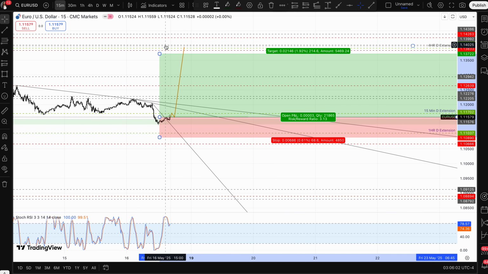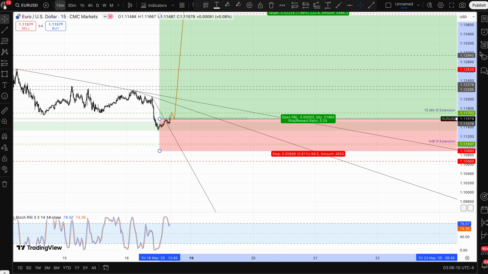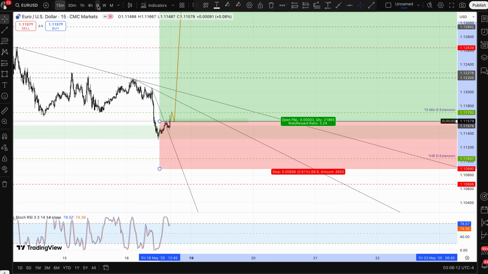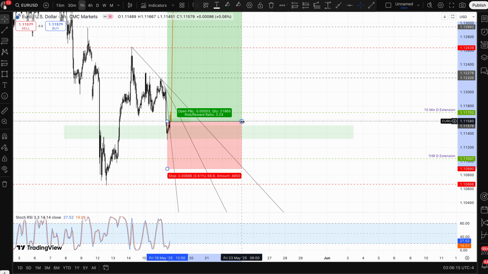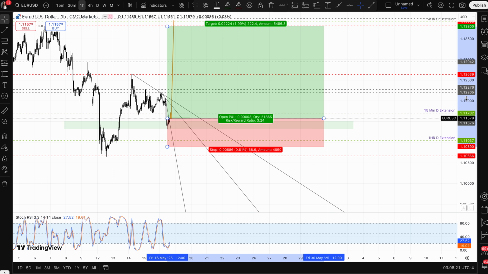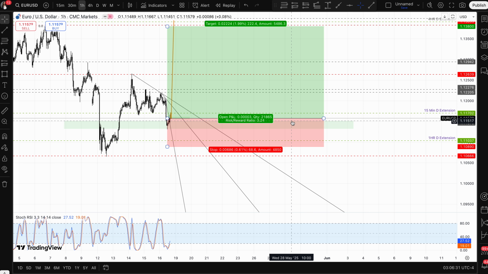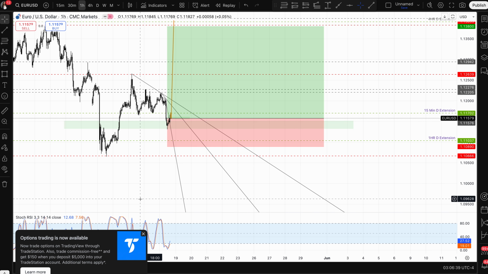And even though my D extension sits at 11391, I'm placing my take profit just before daily resistance, just because it's so close and I would hate to lose out on that opportunity for a couple pips, right? So, yeah, I placed my stop below the last low here. So this would be the potential for 222 pips, risking 68 pips. This is a 3.2 to 1 setup.